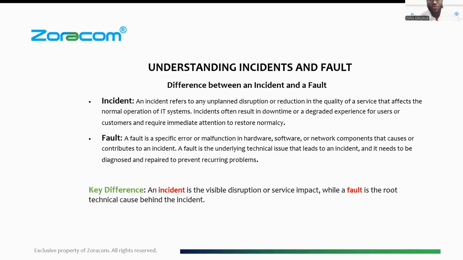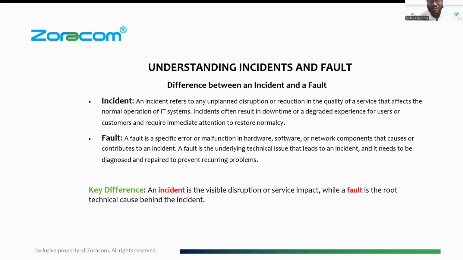Incidents refers to any unplanned disruption or reduction in the quality of a service that affects normal operation of IT systems. Incidents result in downtime, like I earlier explained, or a degraded experience for users or customers. And this requires immediate attention to restore normalcy.